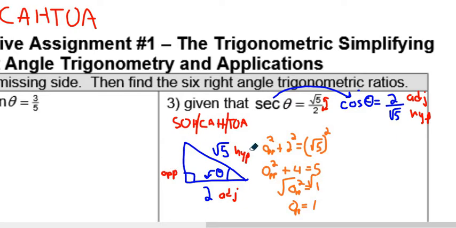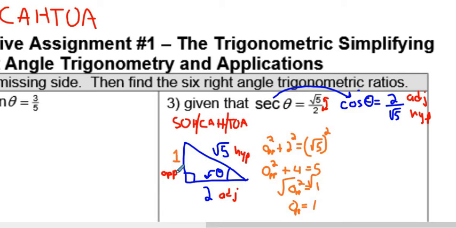I'm missing the opposite. So I did opposite squared plus 2 squared equals the square root of 5 squared. It's important to get away from A, B, and C, so I label it opposite, adjacent, and hypotenuse quite frequently. So opposite squared plus 4 equals 5, because the square root of 5 squared is 5. I subtracted the 4 and got 1 and took the square root, so my opposite side is equal to 1. And now I'm able to do the whole problem.